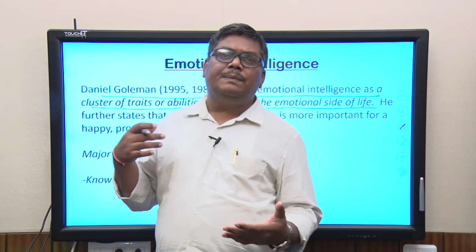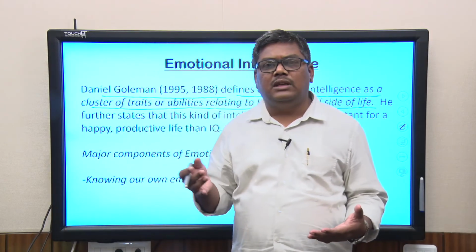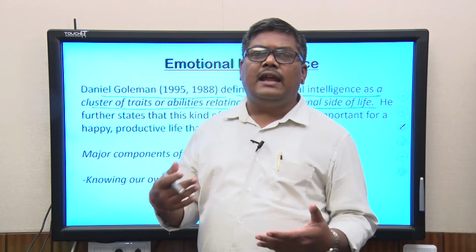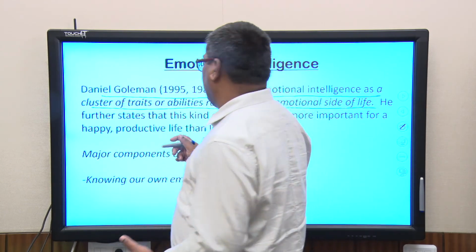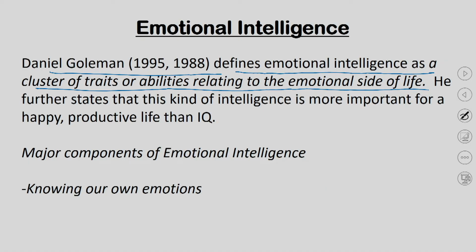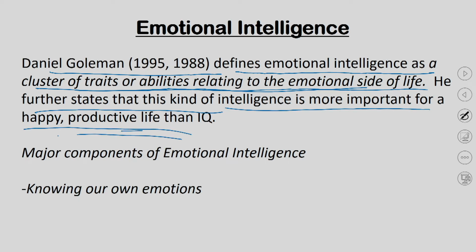It has been found that people are mostly not emotionally intelligent, they do stupid things, non-rational things, and that is because they become emotional. And so, this concept has been sold in that particular way. He defined emotional intelligence as a cluster of traits or abilities relating to the emotional side of life. He further states that this kind of intelligence is more important for a happy, productive life than IQ. And he defines some major components of emotional intelligence.